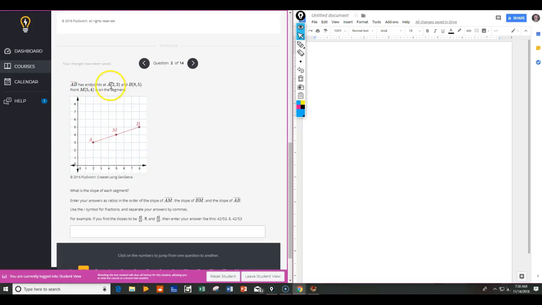Segment AB has endpoints at A (2, 3) and B at (8, 5), and point M (5, 4) is on the segment. So we have A, M, and B. What is the slope of each segment?